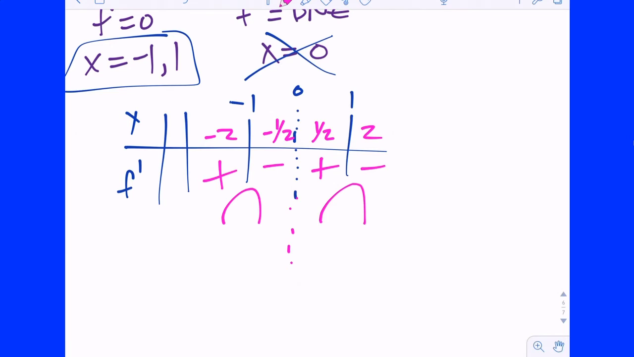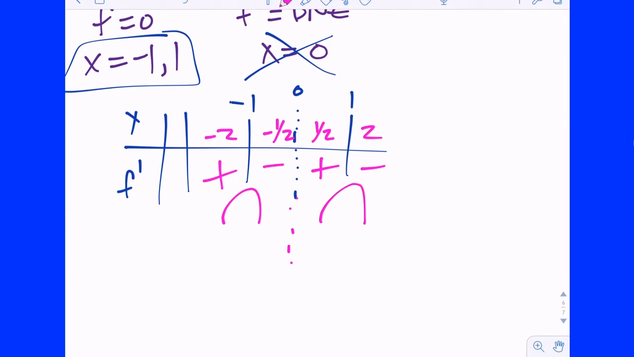Now you're going to have a local max at negative 1, but what's going to happen? You're going to have a negative to the left of 1 and a negative to the right of 1, and you're going to what? You're going to miss this one. Or maybe you choose a positive 1/2, and you get a positive number, and now you're like, oh, it's positive on both sides of negative 1, so I'm going to miss this one, but you're going to get that one.